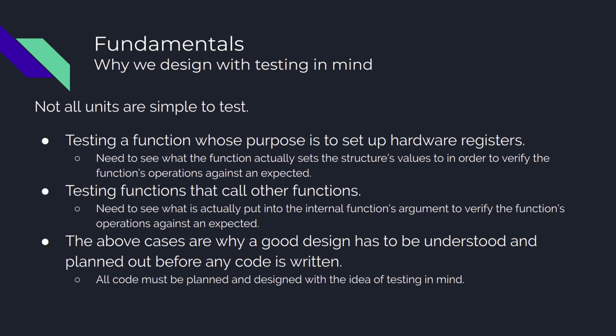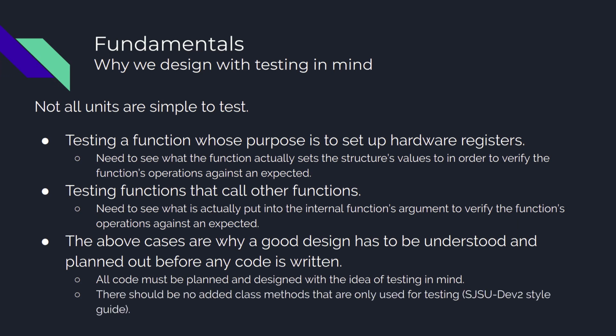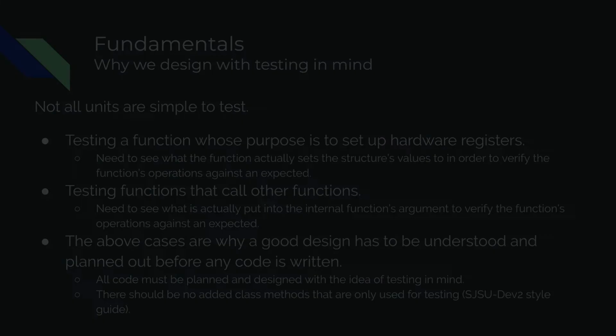So all code must be planned and designed with the idea of testing in mind. And there should be no added class methods that are only used for testing. That should be in the style guide. This is just stating that the way that you write your code shouldn't require that we inject additional code just for the purpose of testing, like friends and such. It should be testable by default.